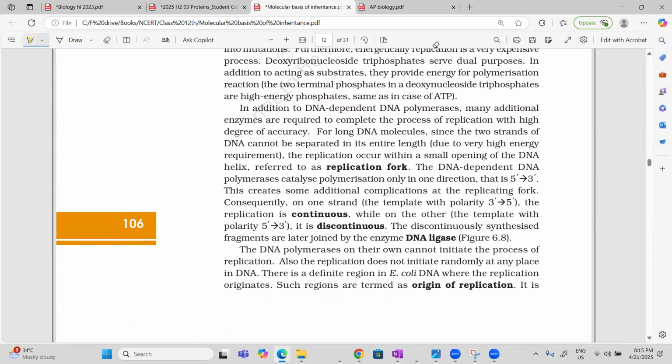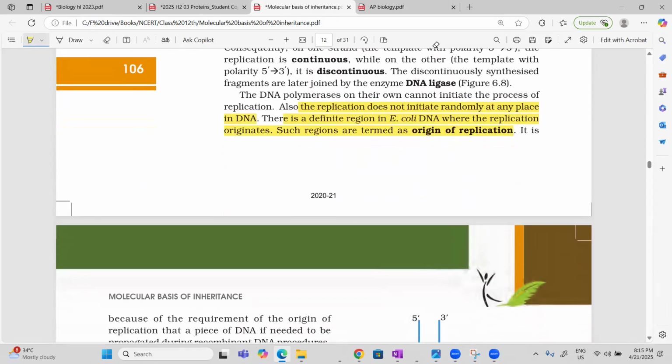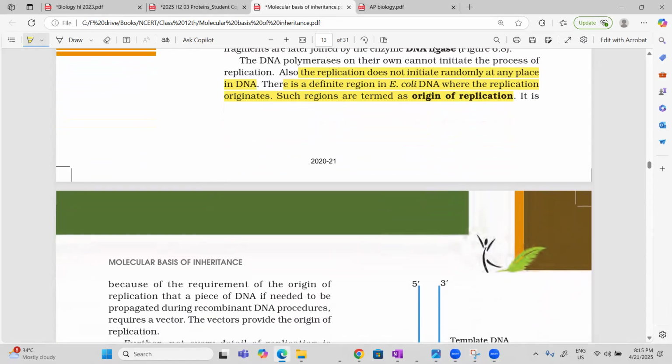Replication does not initiate randomly at any place. There is a definite region from where the replication will start, and that is known as the origin of replication. It is a point from where the replication will start. Because of the requirement of an origin of replication, we use the plasmid in genetic engineering.